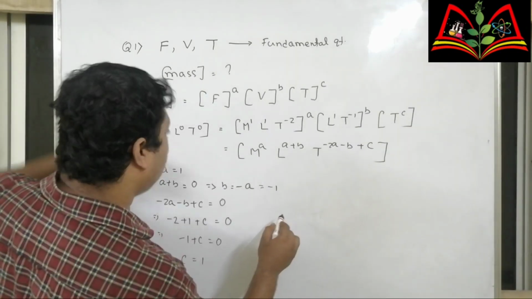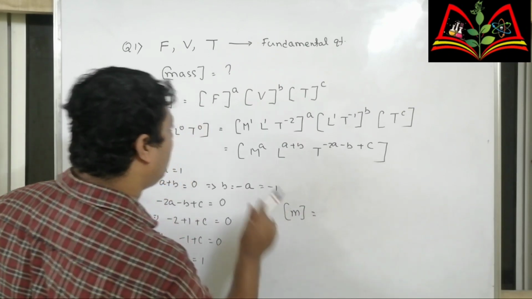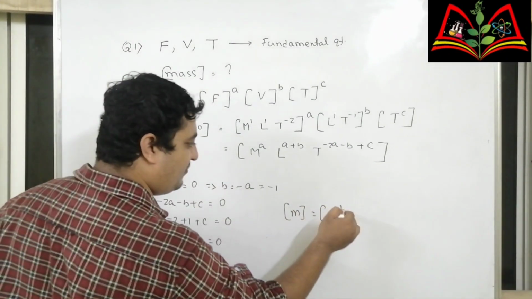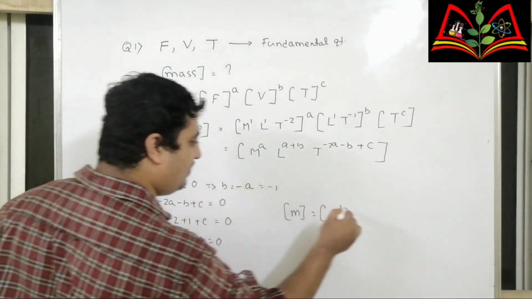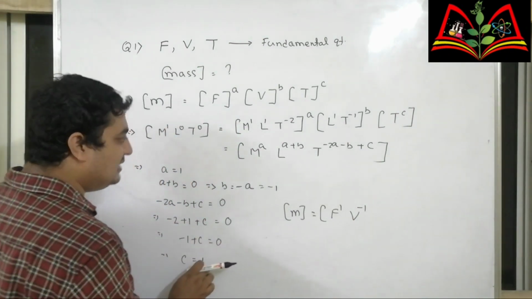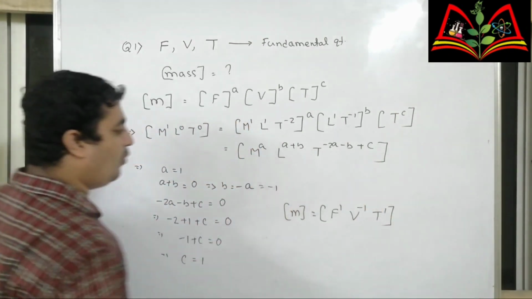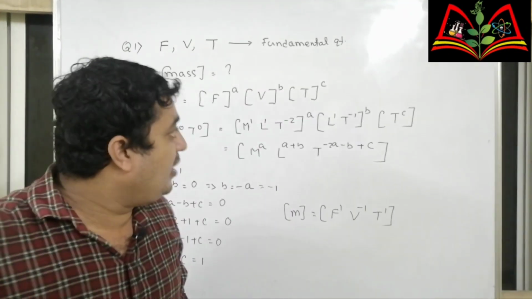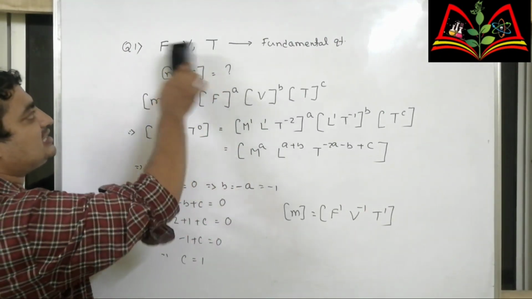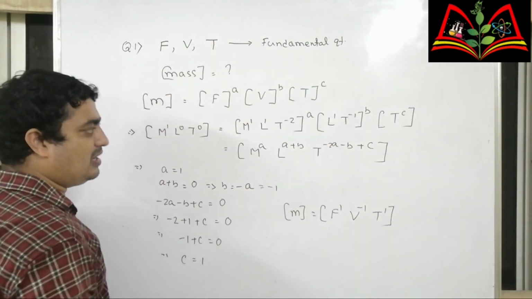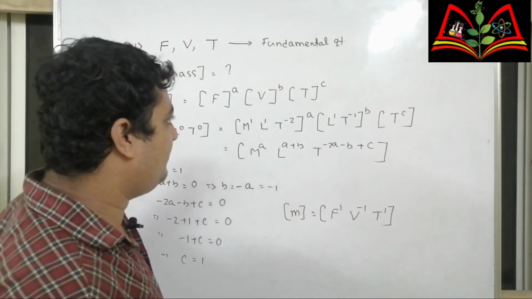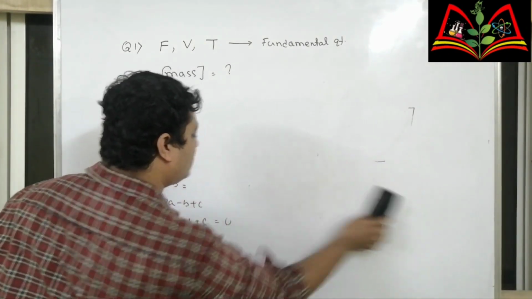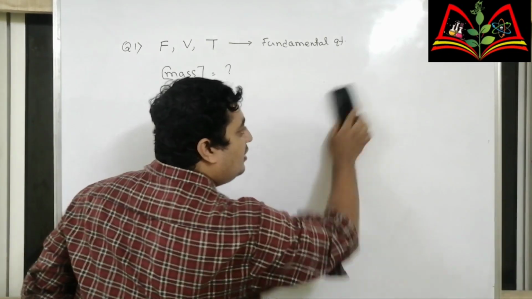Now what will happen? M has the dimension F to the power A. That means A is 1, F to the power 1, V to the power B, V to the power minus 1, C is 1, so T to the power 1. This is our regular method. But for quick numericals, you have to know the relation among those quantities. This is the regular method. It is applicable anywhere. But to solve the problem quickly, you can go for some direct substitution or hit and trial method.